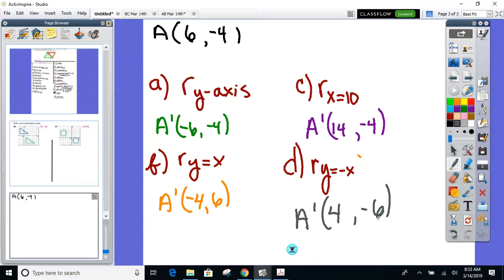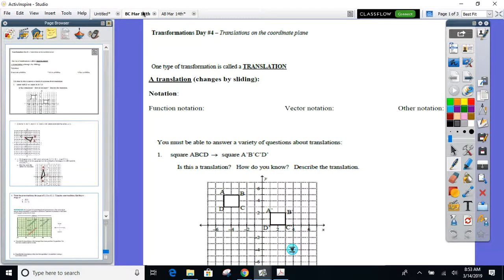You ready for your next rigid motion? We did a lot of flipping in the last 3 days. Now it's time to slide. Translation. We're going to slide left, right, up, and down. And at the end of these notes today, you'll see one of my top 5 problems. Don't cheat.